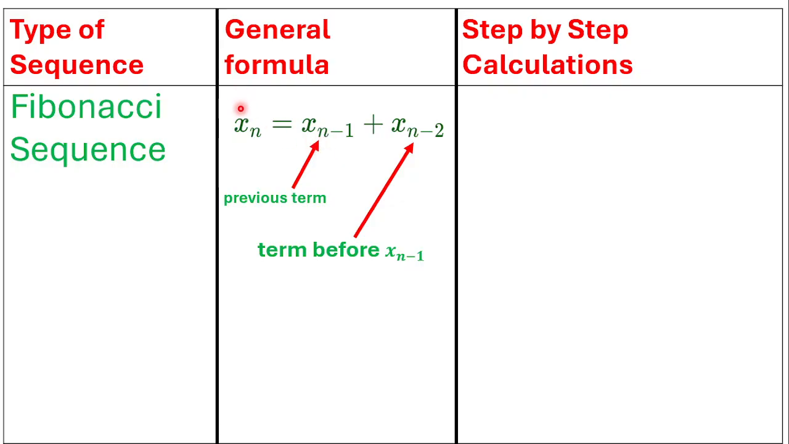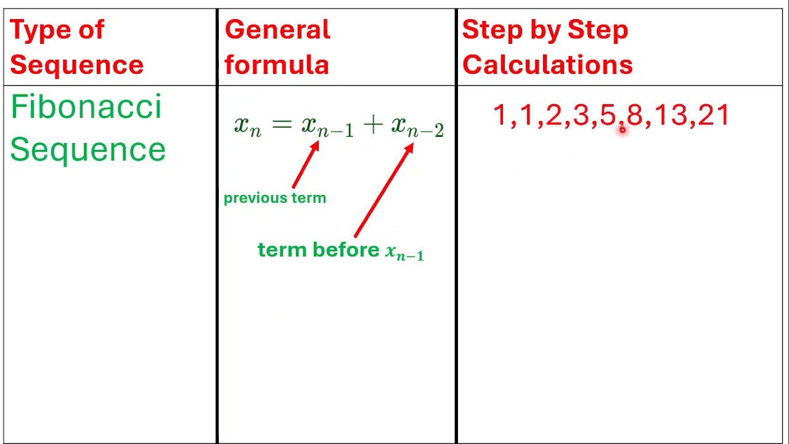So we have this term, which is x_n, that's the nth term. And the term before this one is going to be x_(n-1). And the term before this one is going to be x_(n-2). So the idea is that you add these two terms, the terms that are before x_n, you add them to get your next term. So let's use this example.